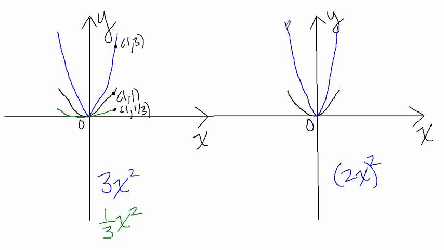The original graph goes through the point 1, comma 1. Now it's going to go through the point 1, comma 4.